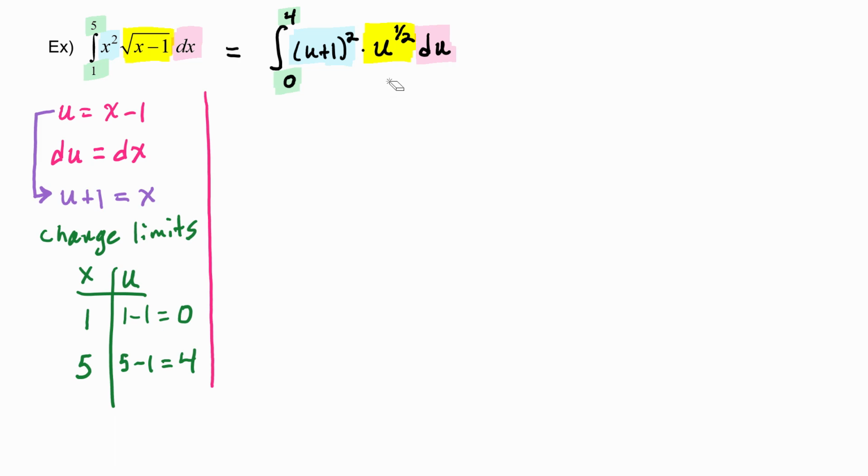Now we can't evaluate this integral as it is because we have a function times a function, and we can't integrate that. So we have to do some simplifying first. This becomes the integral from 0 to 4. We can square this binomial to become u squared plus 2u plus 1. We have to bring down the u to the 1/2, and we have to bring down the du.